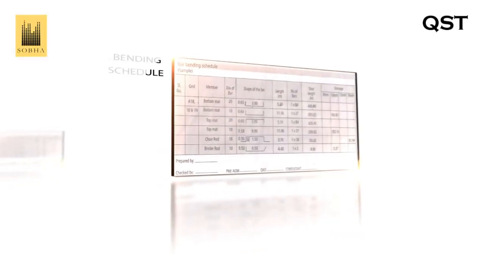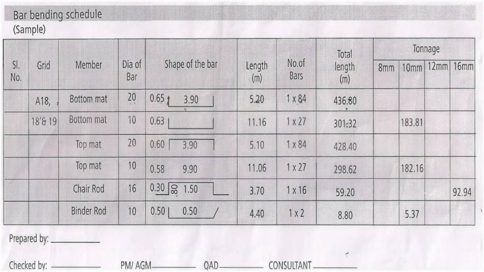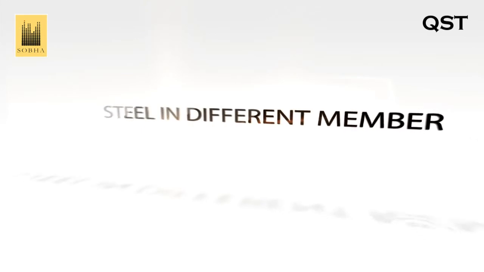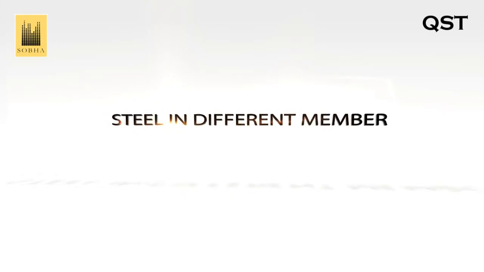Bar bending schedule. Bar bending schedule is a data sheet that gives all the necessary details about the reinforcement to be provided in the particular RCC job. It is also very useful while steel reconciliation. The sample is shown here. Let's proceed into steel in different members.